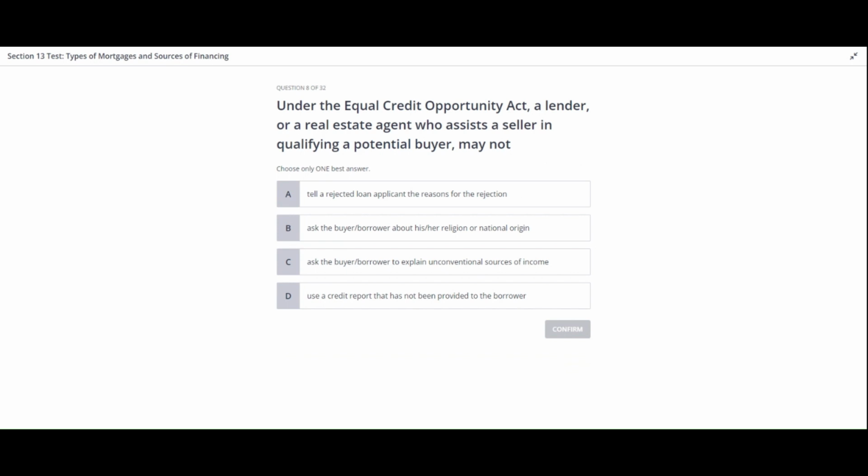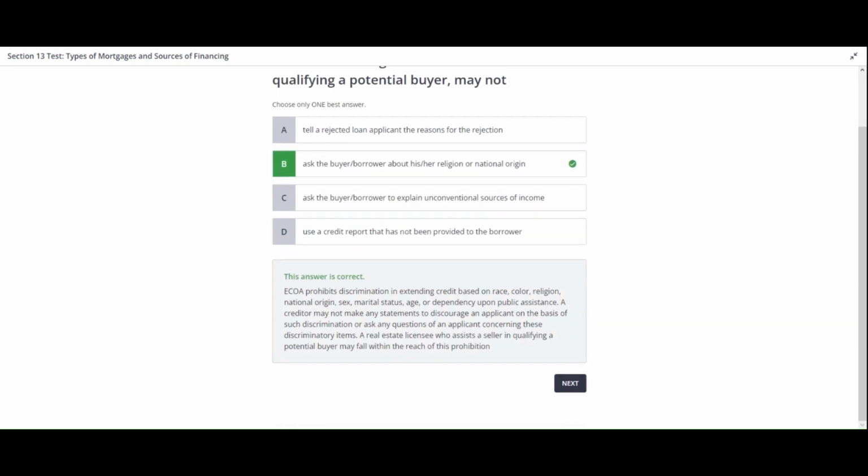The correct answer is B: ask the buyer/borrower about his/her religion or national origin. ECOA prohibits discrimination in extending credit based on race, color, religion, national origin, sex, marital status, age, or dependency upon public assistance. A creditor may not make any statements to discourage an applicant on the basis of such discrimination or ask any questions of an applicant concerning these discriminatory items. A real estate licensee who assists a seller in qualifying a potential buyer may fall within the reach of this prohibition.